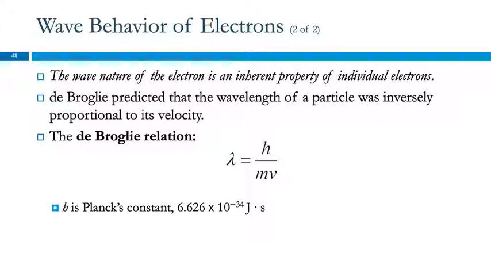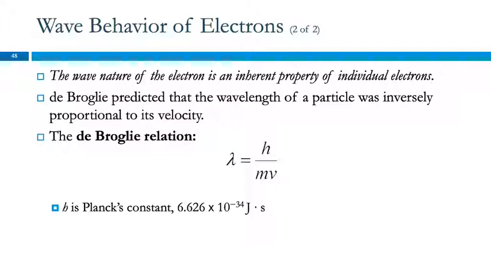So the diffraction pattern we see is proof that electrons behave as waves. And the wave nature is an inherent property of individual electrons. It's not a group of electrons together being a wave. It's a single electron being a wave.